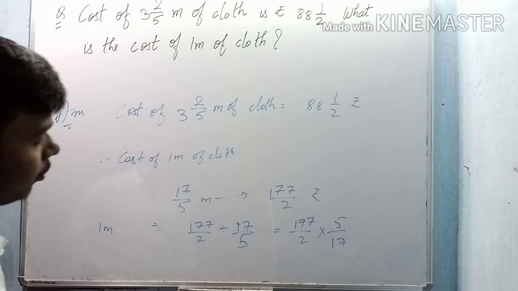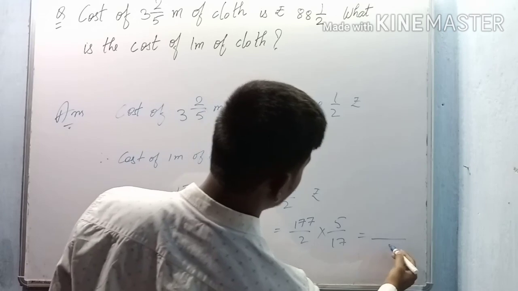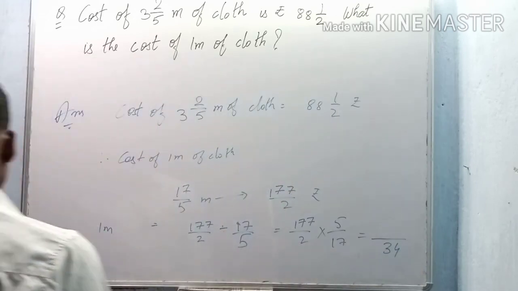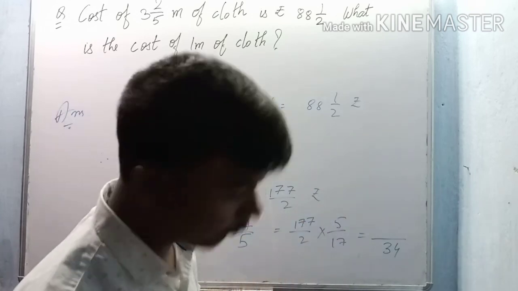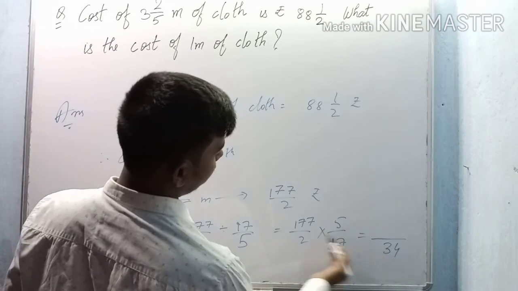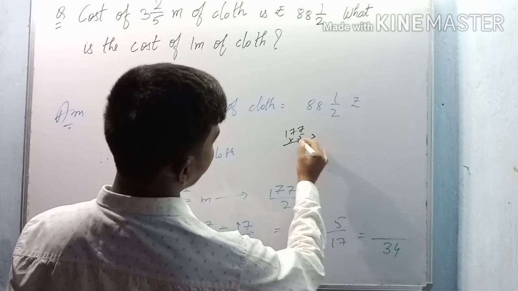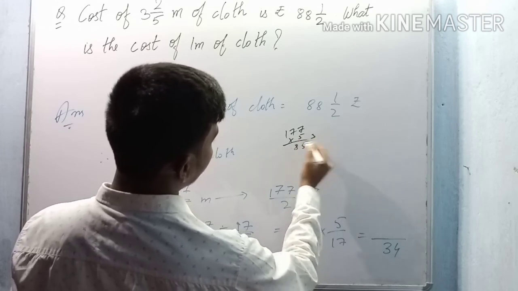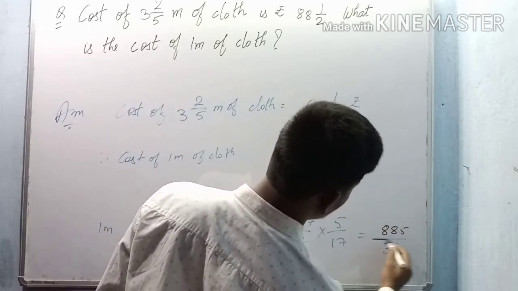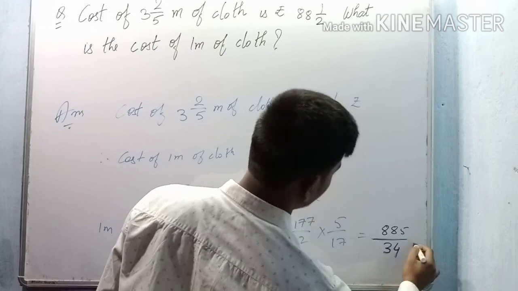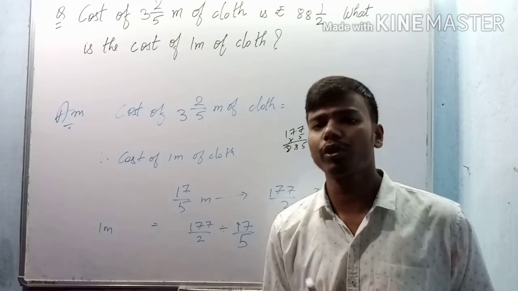As you have seen, nothing is cancelling. So we will just multiply 17 into 2, that is 34, and 177 into 5: 7 5 35, 3 7 5 35, plus 3 is 38, 3 5 is 15, 885, by 34. Simple. So these were very simple and very important questions of the rational number.